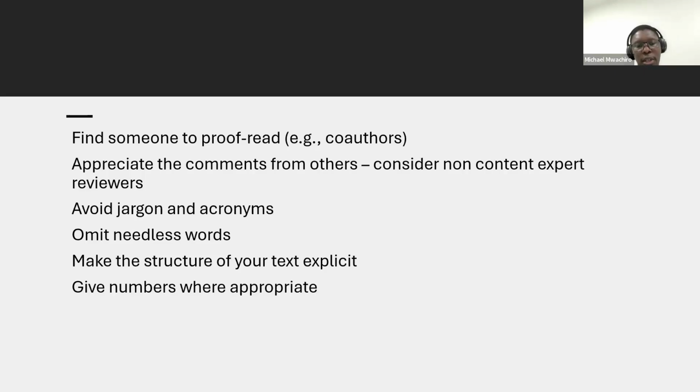Omit needless words, repetition, and this somebody else can help you pick out who's doing proofreading, and then make the structure, overall flow of your text. I used to call this style. Like there's a certain way, if you read papers from so and so, you can tell they wrote it. So you can have a flow that is very clear, and then give numbers and percentages and other appropriate things as needed.